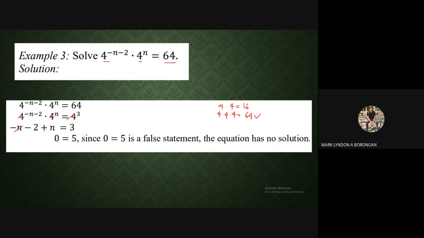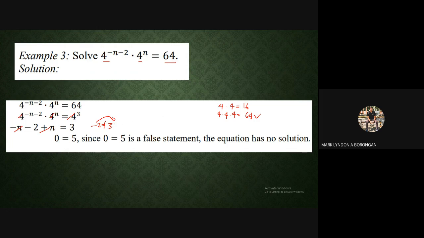So the n will cancel out, right? The n cancels out. And then negative 2 is not equal to 3, right? They are not equal. Or in this case, it becomes 5 because the 2 was transposed to the other side.